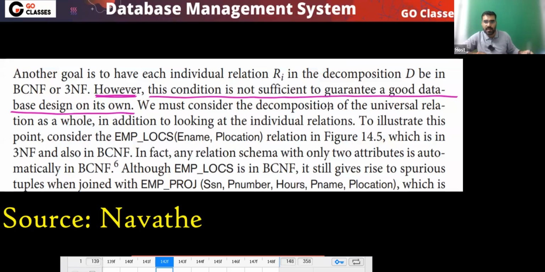Another example is also given. You can notice a decomposition in which this table is in BCNF and this table is in BCNF, but what is happening? This is a lossy decomposition. This is the source from Navathe.